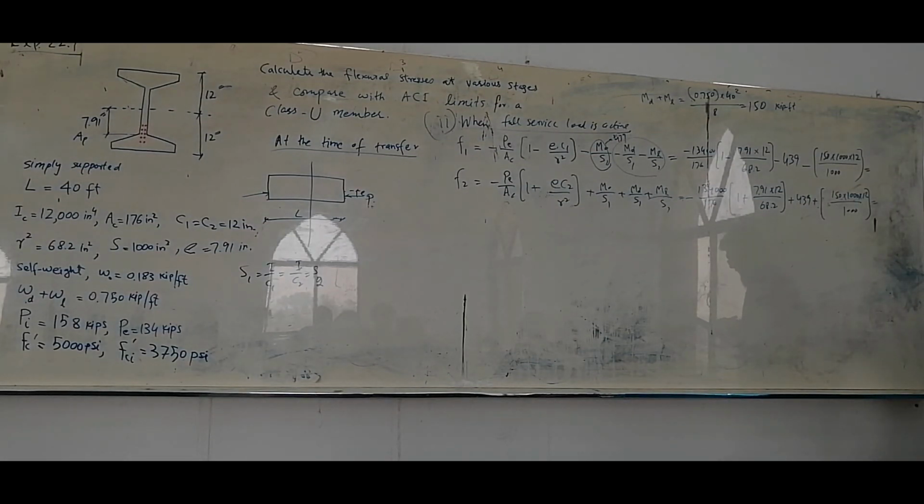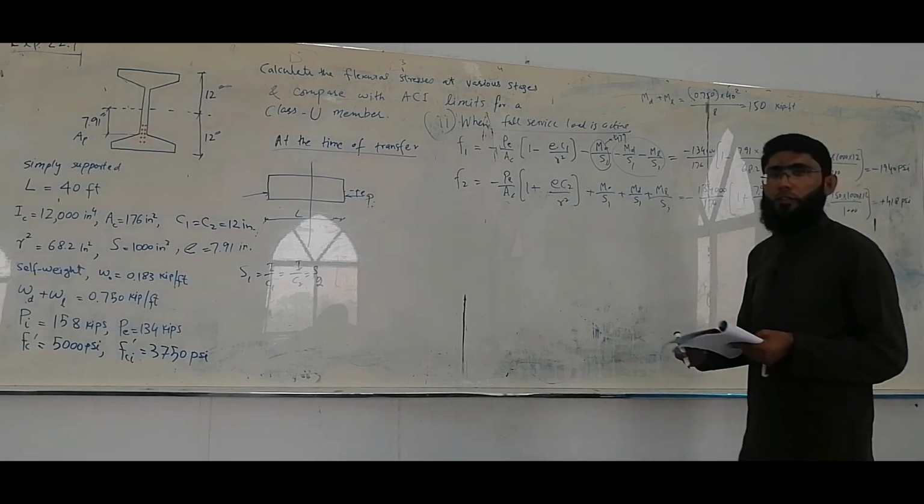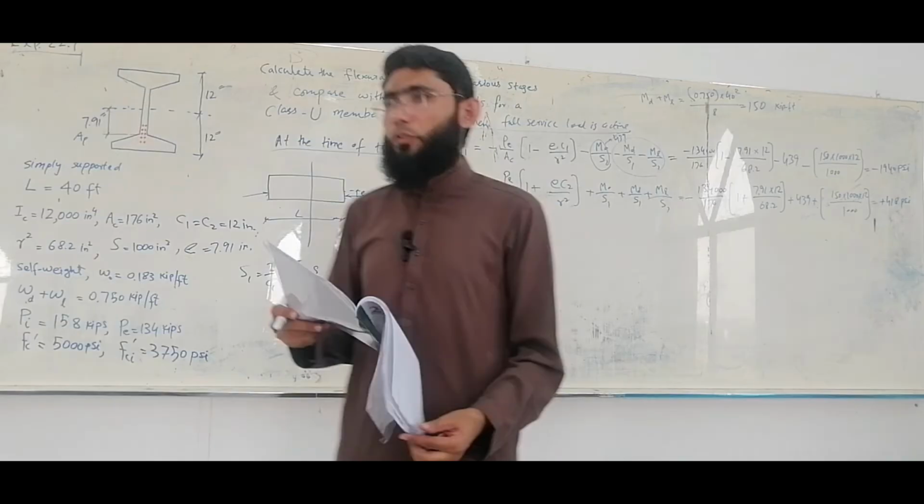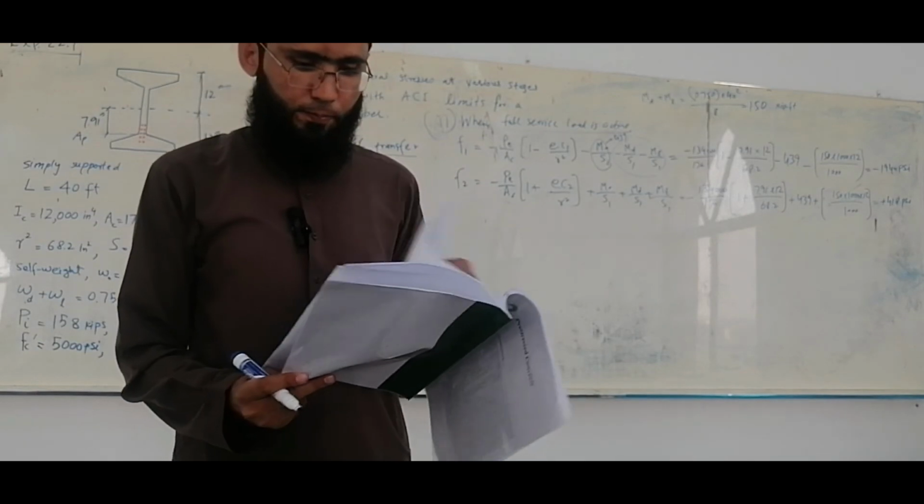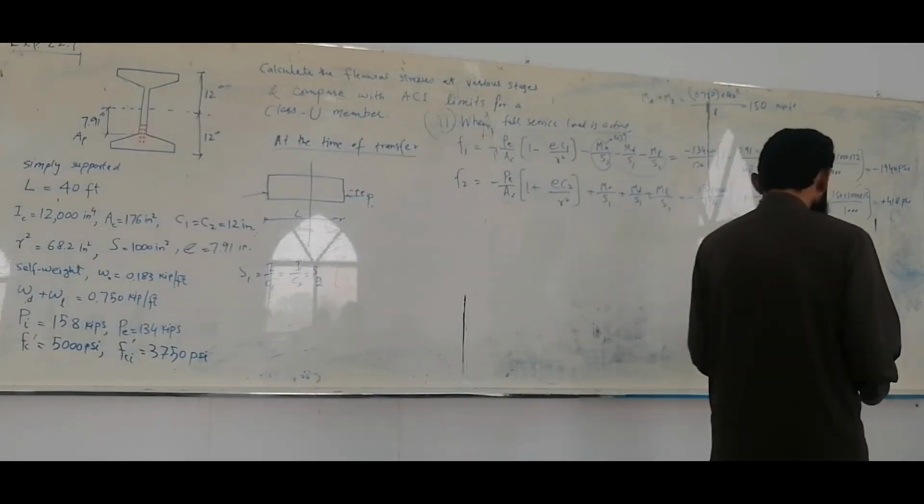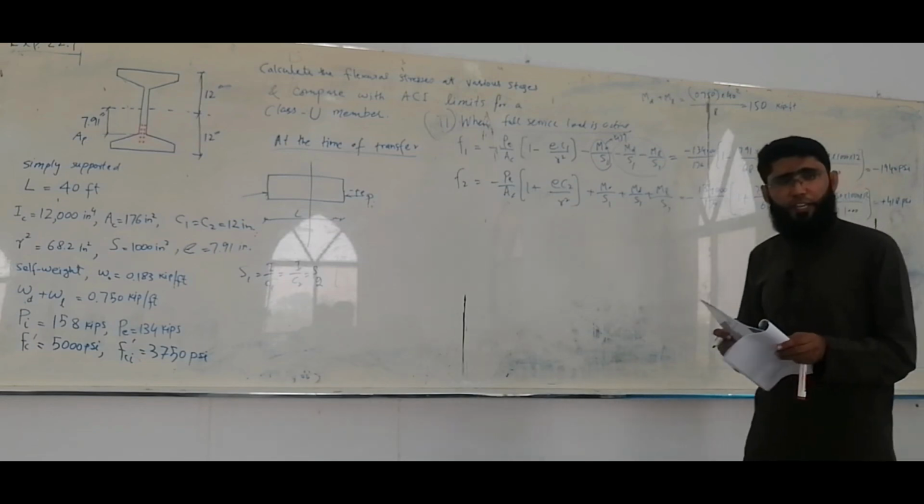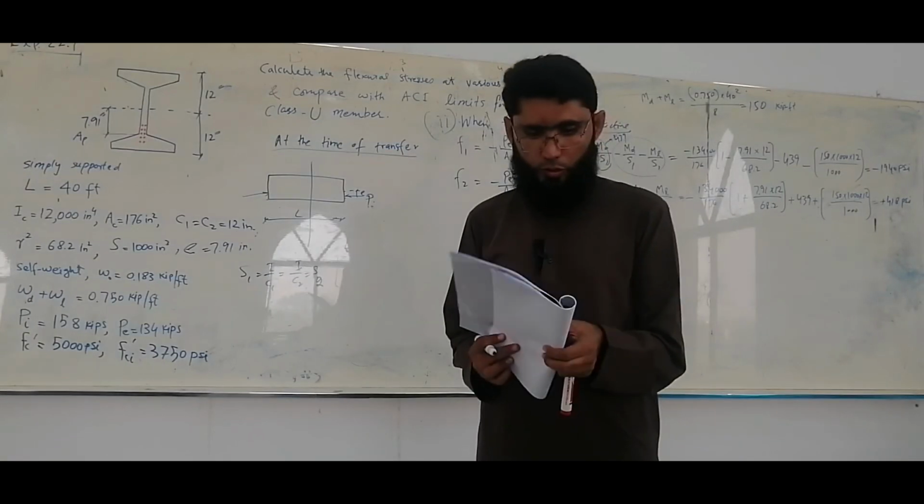What are the answers? Minus 1940 psi, and what is this? Plus 418 psi. This is compressive, this is tensile, as expected. Okay. So you have to go back to table 22.1. Okay, go back to table 22.1 and can you figure out the relevant para? Which para applies?